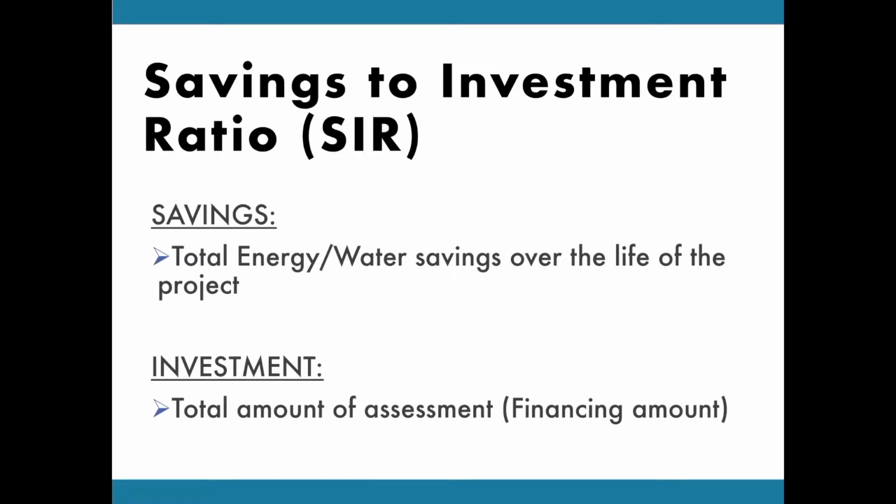We will sum the total of the savings over the life of the assessment, and that'll go on the top part of the ratio. On the bottom part goes the investment, where we will sum the total cost of the project over the life of the assessment, including financing cost. The inputs to the SIR are in dollars, and everything is non-discounted, so nominal dollars.